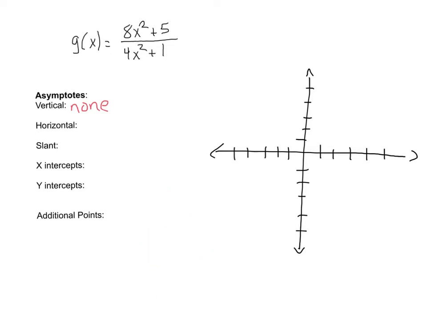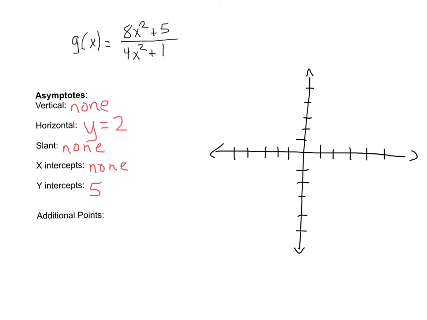To find the horizontal, let's go ahead and compare our degrees here. We have an x squared on top, x squared on the bottom. The same degree, so again, we're going to take the coefficients. And here, 8 over 4, that's going to give us a horizontal of y equals 2. Again, there's going to be no slant asymptote because we do have a horizontal asymptote. Finding our x and y intercepts, you're going to find that we have no x-intercepts and we get a y-intercept at 5.